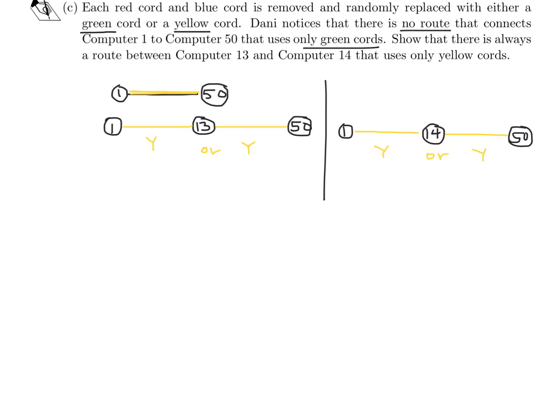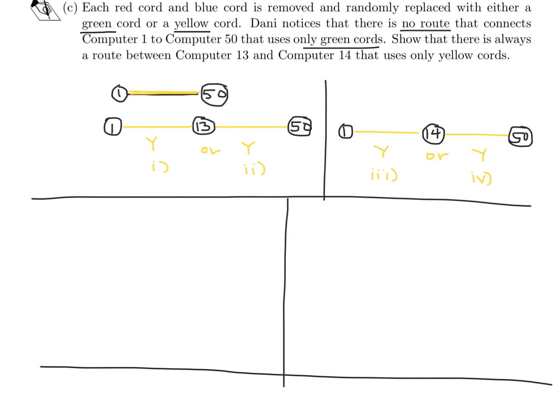All right, so now that makes me have 4 scenarios, right? This is scenario 1, let's say. This is scenario 2. This is scenario 3. And this is scenario 4. So scenario 1 is that the chord between 1 and 13 is yellow. Scenario 2 is the chord between 13 and 50 is yellow. Scenario 3 is the chord between 1 and 14 is yellow. And finally, scenario 4 is the chord between 14 and 50 is yellow. All right. So now let's make those 4 scenarios, and let's see if this helps us solve the question, yes or no. Okay, so the first scenario is 1 and 3.